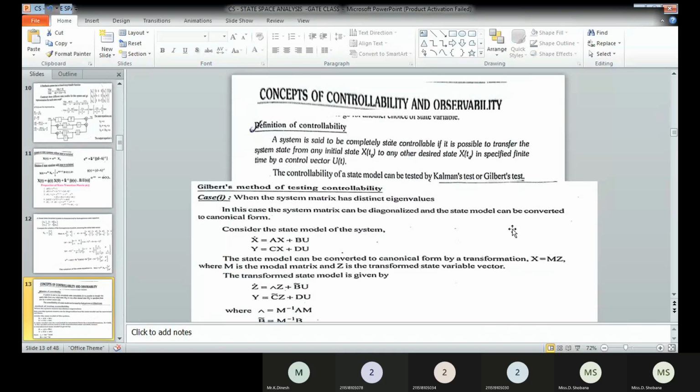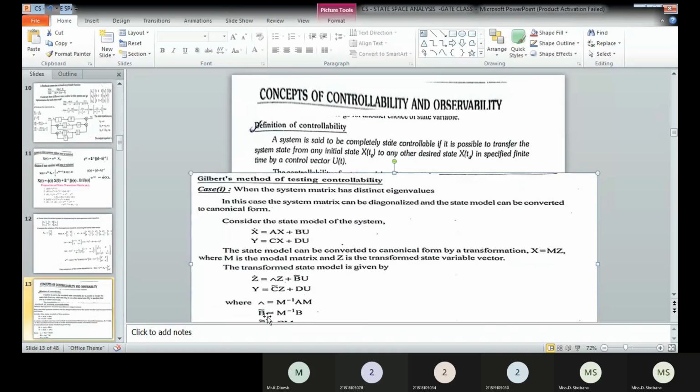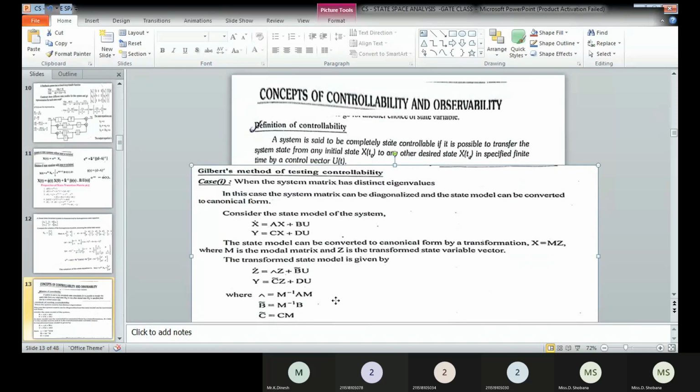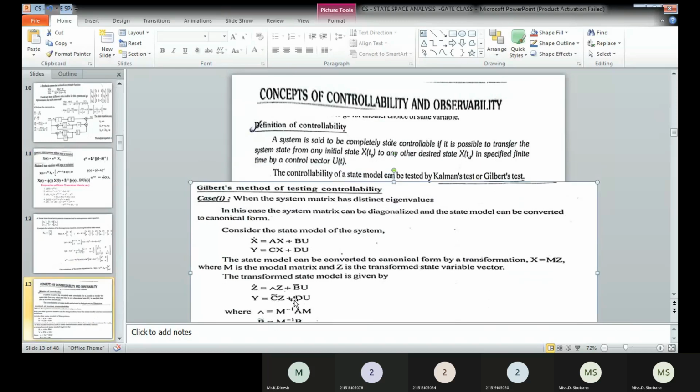Here you can see the state equation is given. The transformation of the state equation will be obtained as z dot is equal to Λ z plus B vector into u, y is equal to C vector into z plus D into u. Here Λ is nothing but the diagonal matrix, which is M inverse A M, where M is nothing but your modal matrix. Similarly, the B vector is nothing but M inverse B, and similarly the C vector is nothing but C into M. So now you know the transformation of the state model.